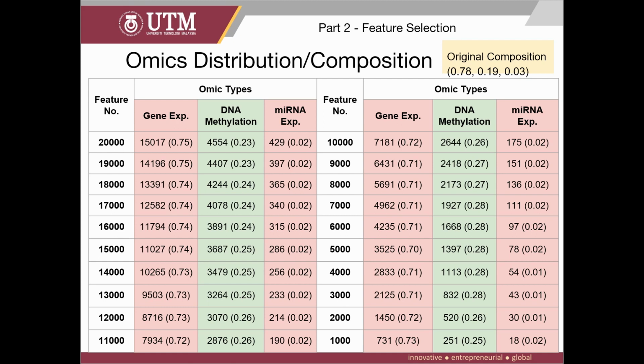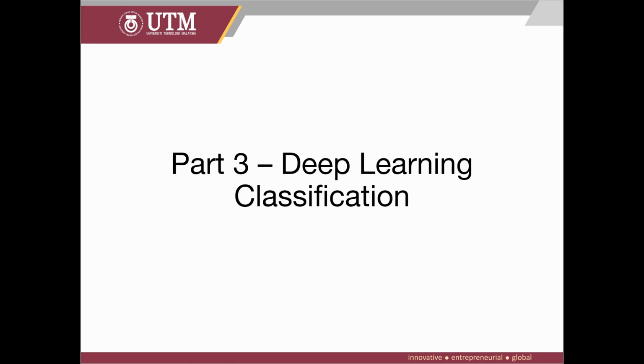And on the other hand, we can see that the DNA methylation composition is increasing when the number of features decreases. The reason behind this could be that the SVM-RFE algorithm thinks that the features from the DNA methylation have more predictive power than the features from the gene expression and mRNA expression. After the feature selection process, let's look at the deep learning classification.